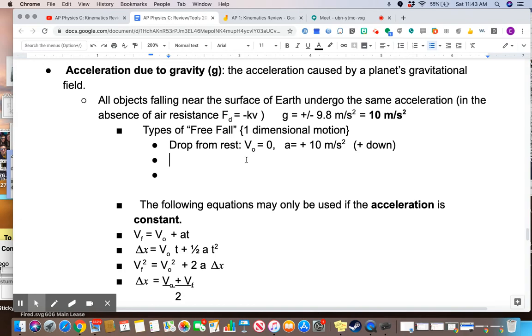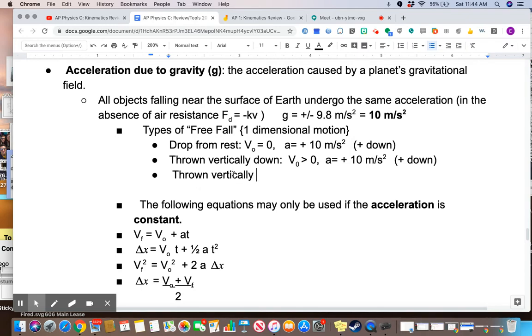The second type is when an object is thrown vertically downward. In that case, our initial velocity is greater than 0. And we still use a positive 10 meters per second squared for the acceleration. So initial velocity is positive because it means down. And acceleration is down.